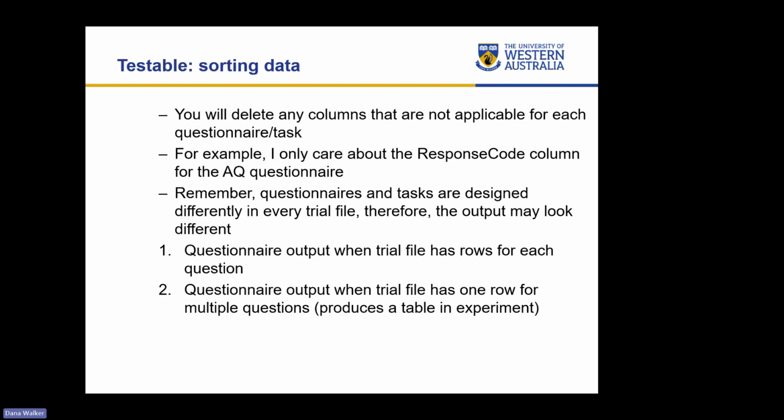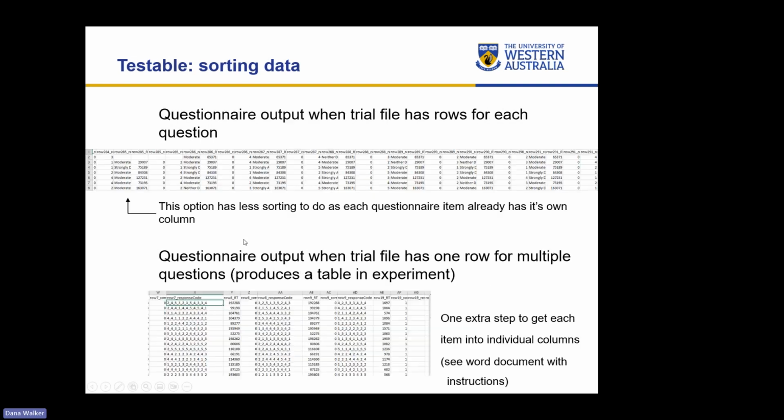And I wanted to show you guys an example. So here is the questionnaire output when the trial file has rows for each questionnaire. So Kate, in our 3-3-10 unit, this is what our data is going to look like because we set it up so that every questionnaire has its own row in the trial file. So this is like AQ question 1. This is AQ question 2. This is AQ question, oh, sorry, rows that way, columns. So this is AQ question 1, AQ question 2, AQ question 3. Does everyone understand? And these are the responses for each participant.